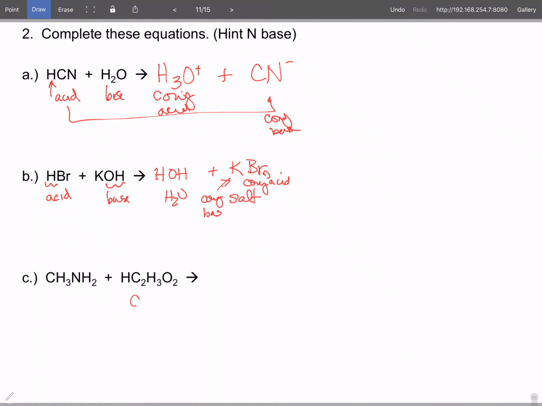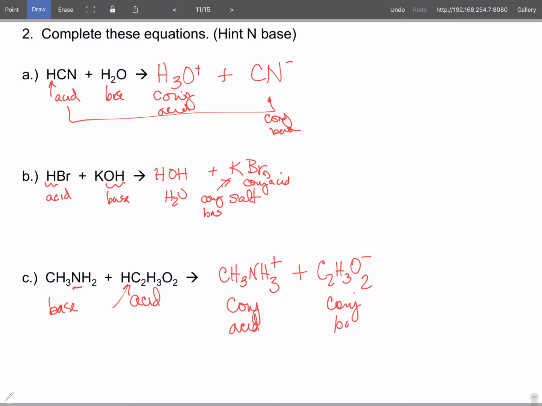Okay, this is an acid. We know this because that's the acidic proton. This has got nitrogen in it, so it's going to be the base, which means it's going to pick up the proton. Typically, you put the proton on the end with the nitrogen. So this would then be the conjugate acid because now it has an extra proton and a charge. That means this is C2H3O2. This is acetate ion, so this would be the conjugate base.